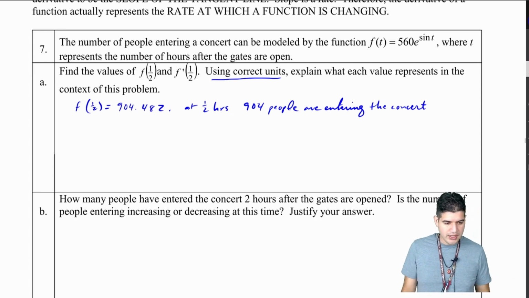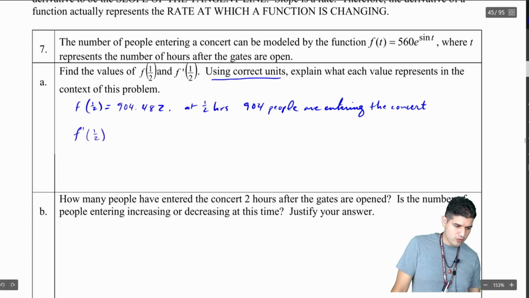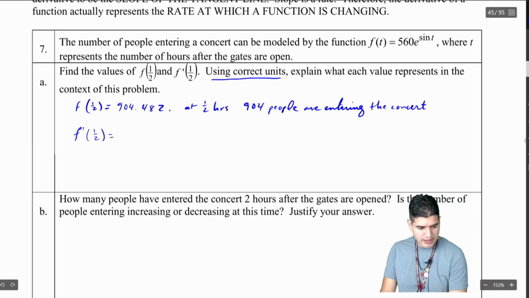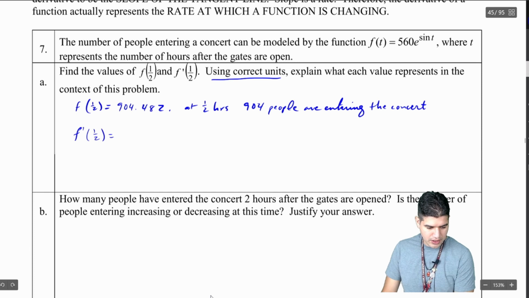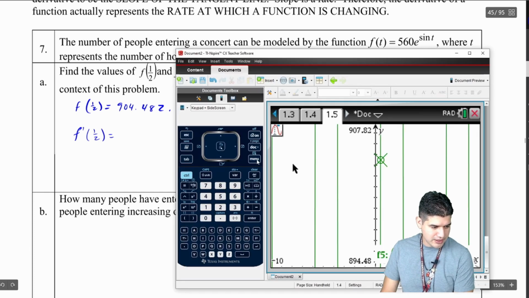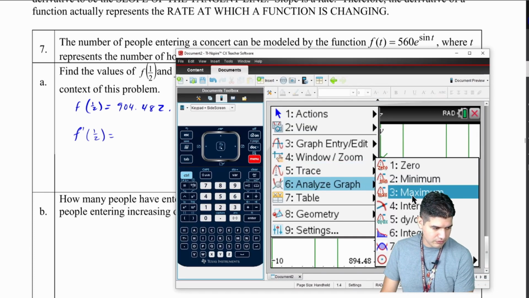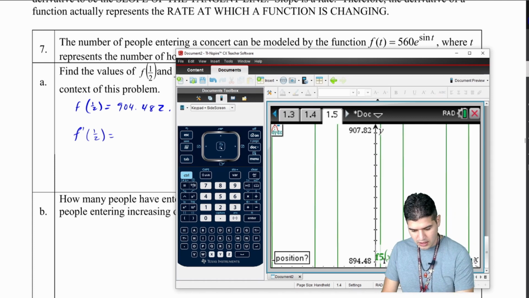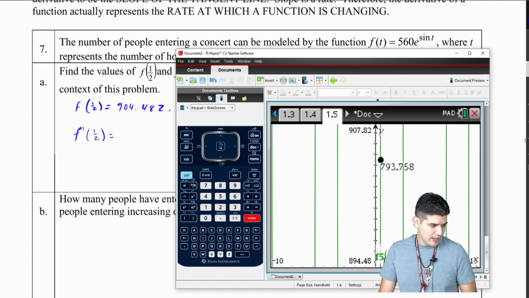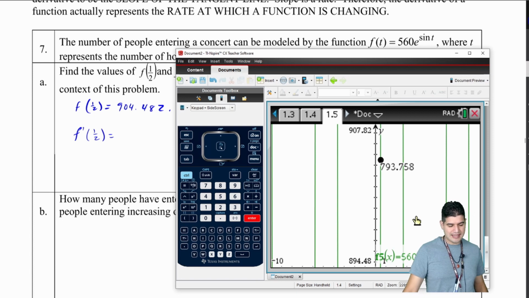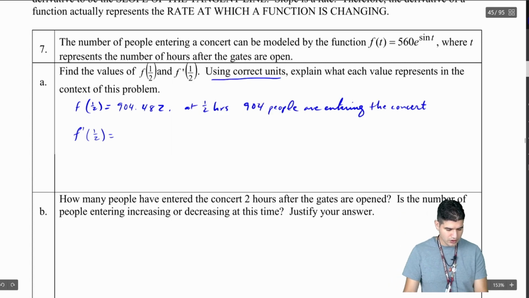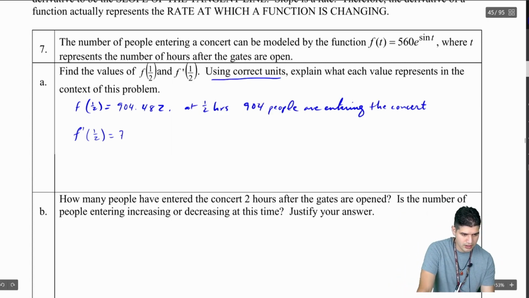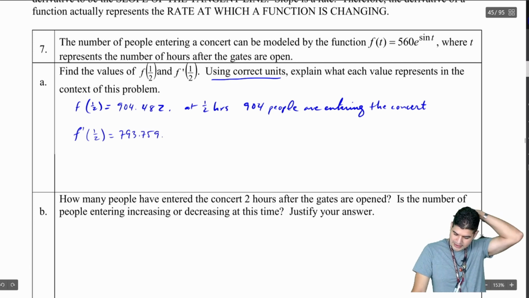So now let's find f prime of 1/2. Okay, we're going to do that again using our calculator, and we'll do it this exact same way. Analyze graph dy dx of 1/2, 0.5, and we get 793.758. All right, so what does this mean?